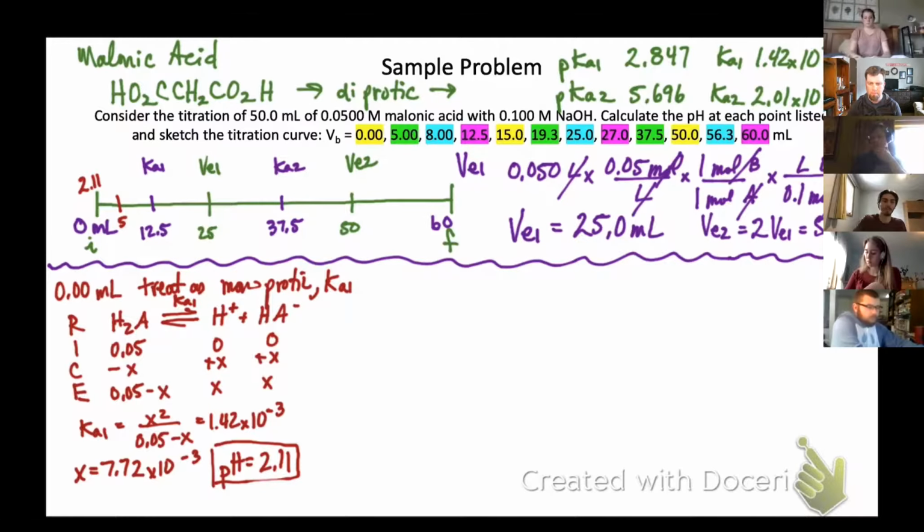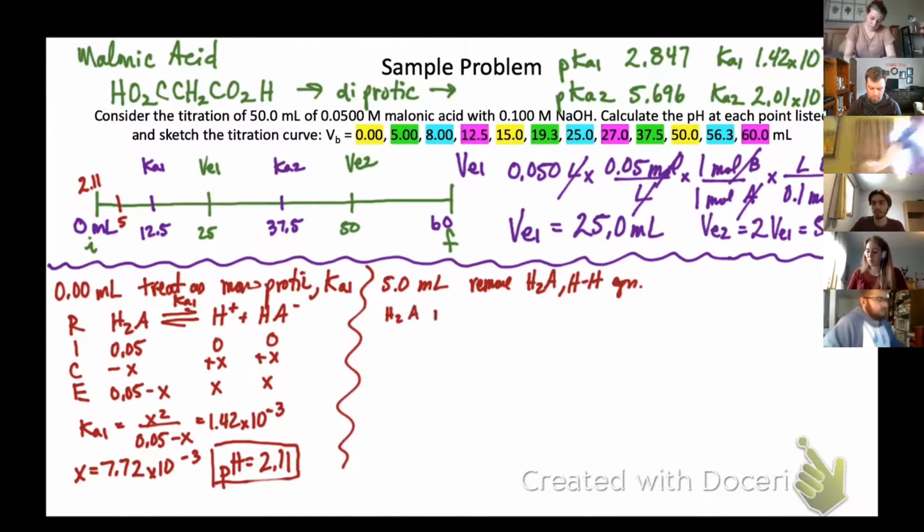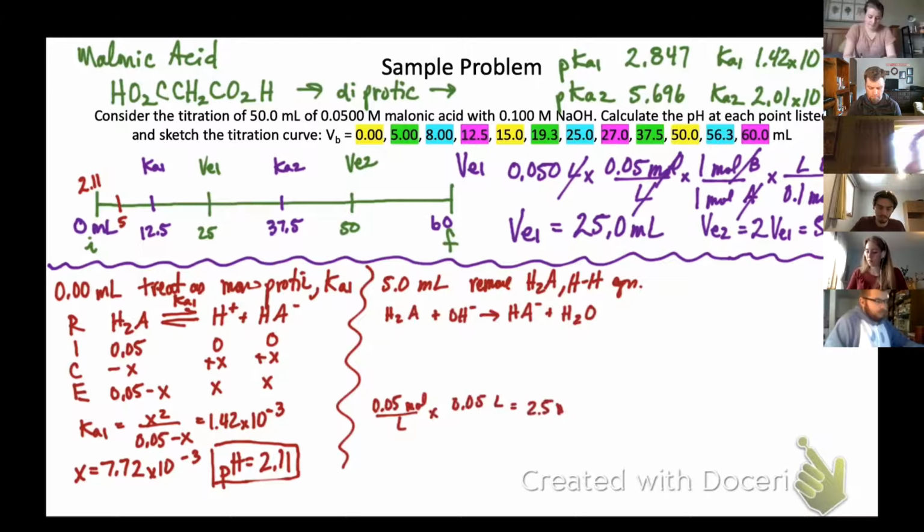And then we essentially did a rice table without setting up a rice table. We took the moles of our acid minus the moles of our NaOH to get the leftover moles of acid that hadn't reacted with NaOH. And then we plugged both into the Henderson-Hasselbalch with the NaOH as the B and the HA being the leftover moles of our acid, and then the pKa being our pKa1.